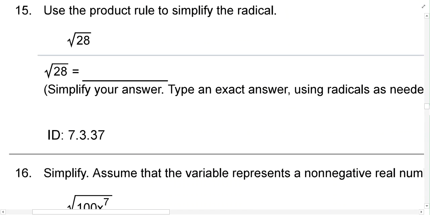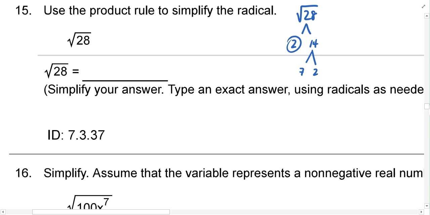Let's try that again with number 15. The square root of 28 should be factored using a factor tree, and the first numbers that come to my mind are 2 and 14. 2 is a prime number and 14 is not. Now it doesn't matter what pair of numbers you use at any given time, as long as you reduce this factor tree all the way down as low as it'll go.